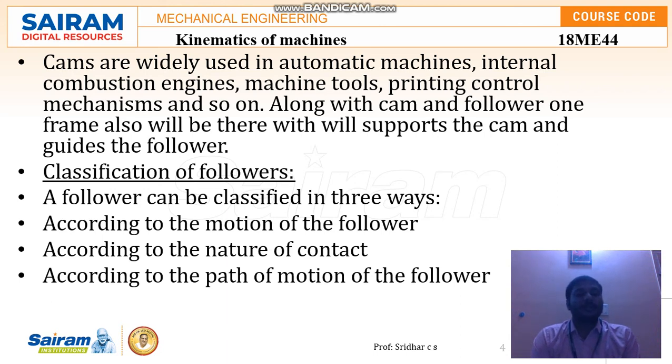A follower can be classified mainly in three ways. According to the motion of the follower, according to the nature of contact, and according to the path of motion of the follower. The followers are classified based on these three categories. If you consider any application or any type of follower, it will work under this category only. As we know, the contact should be there between the two elements, and the path.